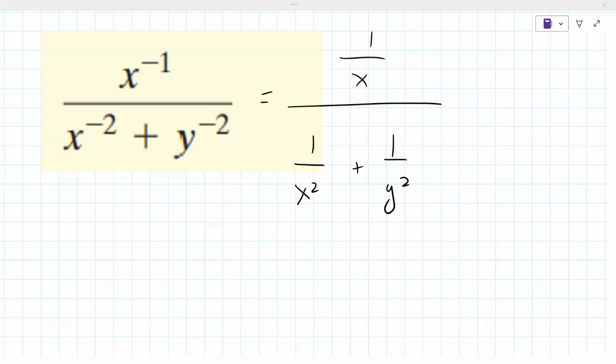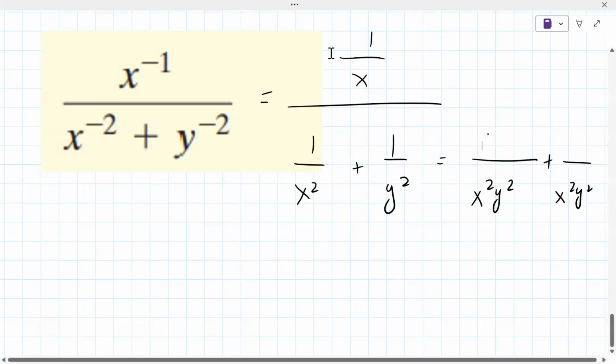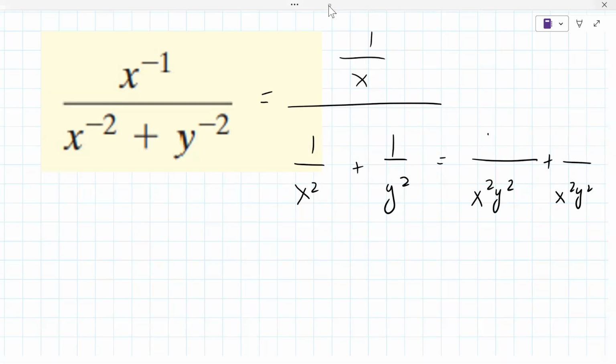Common denominator for the bottom one would be x squared y squared. And the numerator for that would also be... The top is fine. When you have a single fraction, that's fine. But the numerator on the bottom would be x squared y squared as well, so you're putting what you're missing. So it becomes just y squared and x squared like that, but they're added together.